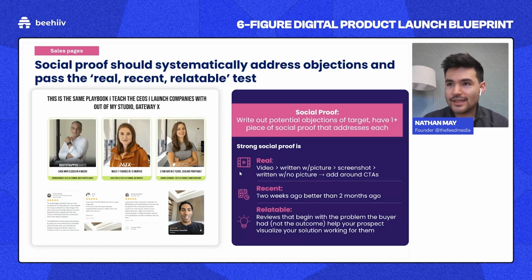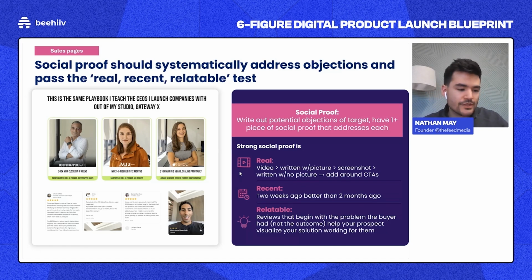So real is like, how do we get this person as close to showing up at the person's house and telling them about the product as possible in a digital format. Generally that means the best types of social proof are videos, like video case studies from people who have bought the thing that you're offering. A step below that would be a written testimonial with a picture. Below that would maybe just be an anonymous testimonial, and so on and so forth. You want to add these things around the calls to action. That's the best place to have any kind of social proof. Recent: two weeks ago is better than two months ago.